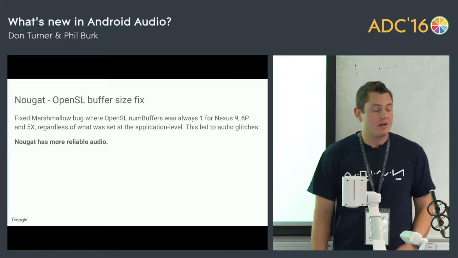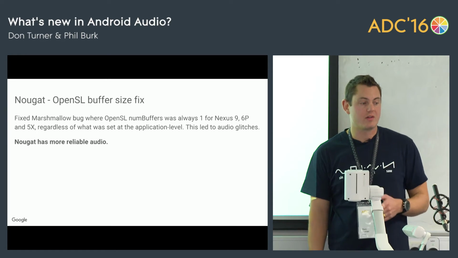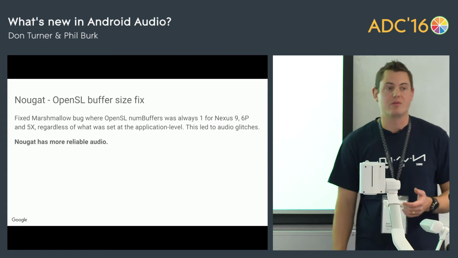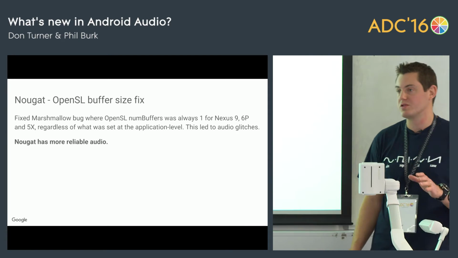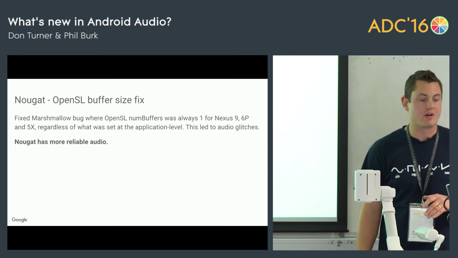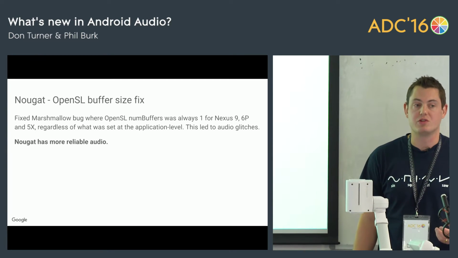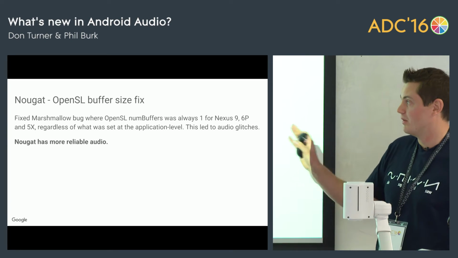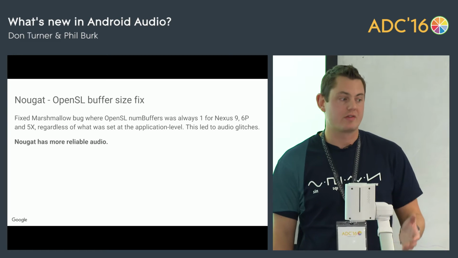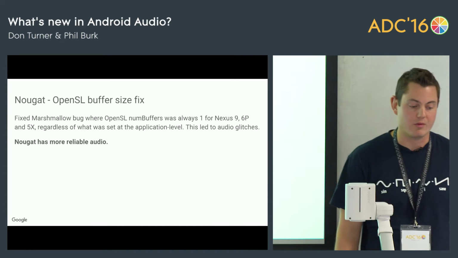One of the other things we've done in Nougat is to fix a bug that was introduced in Marshmallow, where the number of buffers in OpenSL was always 1. So it didn't matter what you set, whether you were attempting to do double buffering, the underlying audio framework always just used 1 on Nexus devices. So this led to audio glitches. We fixed that. Now Nougat has more reliable audio.